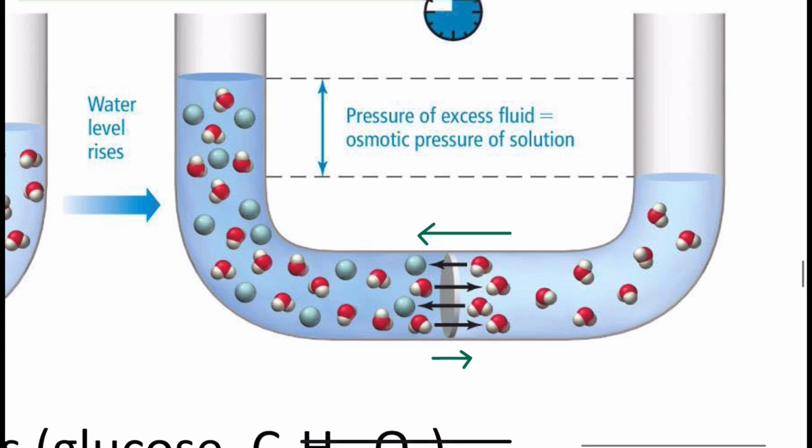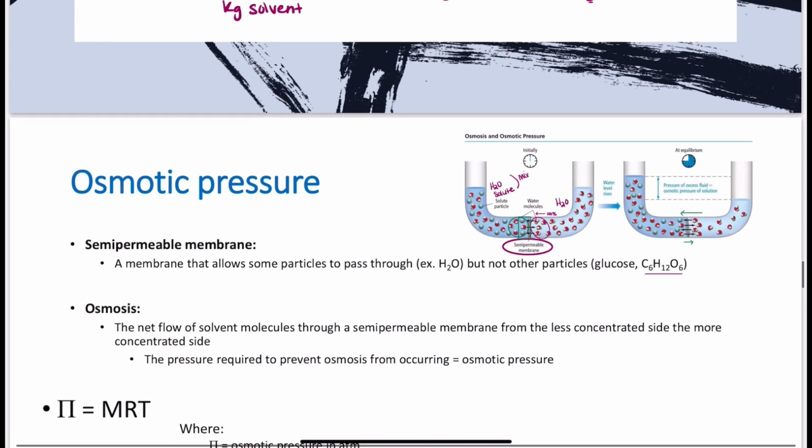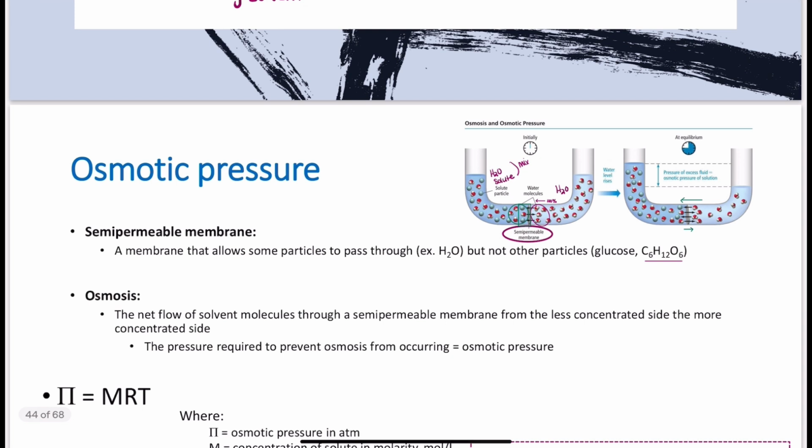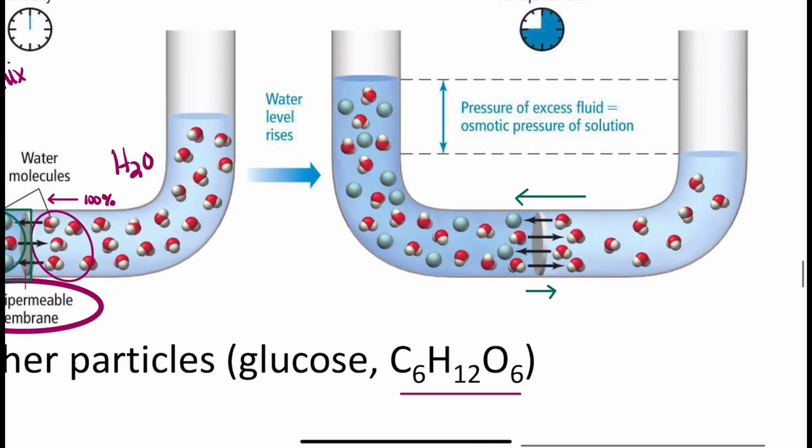What this causes is this idea of osmosis. Osmosis is the net flow of solvent molecules through a semi-permeable membrane from the less concentrated side to the more concentrated side. It's more concentrated on the side that has the more particles. But that's because the solvent is the only one that can pass through. So even if there was glucose over here, there'd be less of them blocking the way. The solvent is still going to travel to the side that is more concentrated.